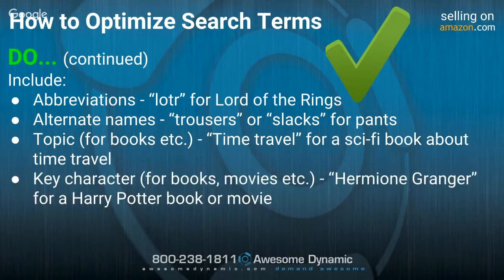Related to this as well are any key characters or background information. Using the Harry Potter books or movies as an example, Harry Potter is already in the title of the product, so you might want to include sub-characters like Hermione Granger.